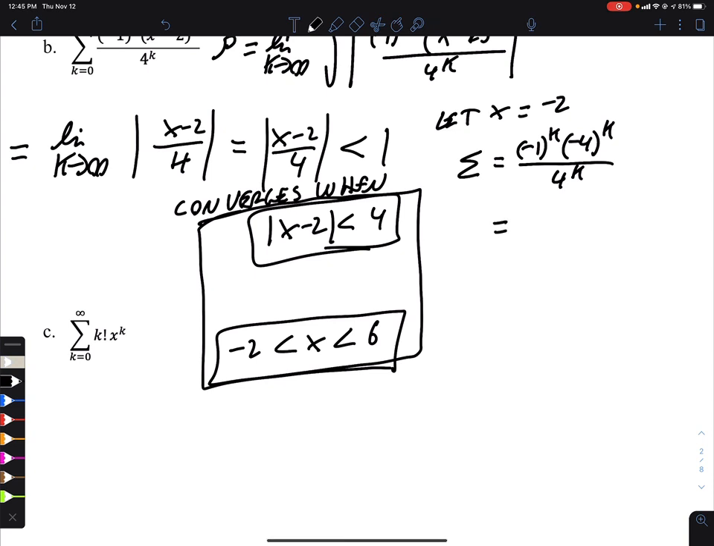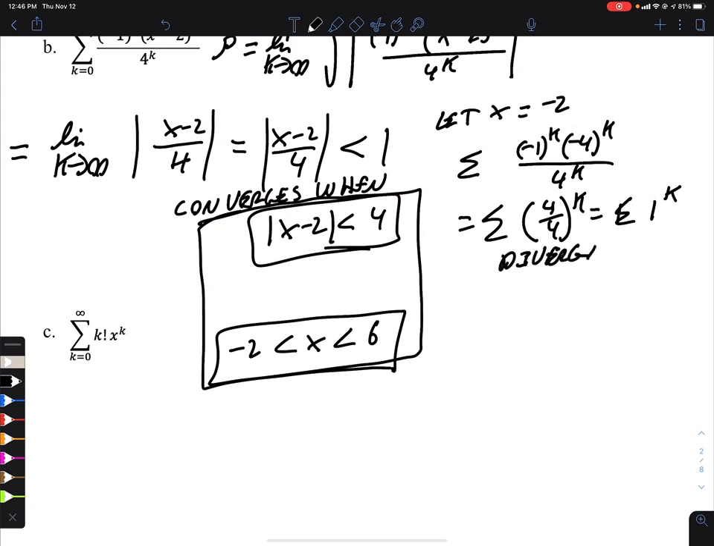That can be rewritten, equals. Since they're all to the k power, I put them all together. And I'm going to get 4 over 4 to the k, which is 1 to the k, which is geometric. This is a divergent geometric. So when x is negative 2, it results in a divergent series.